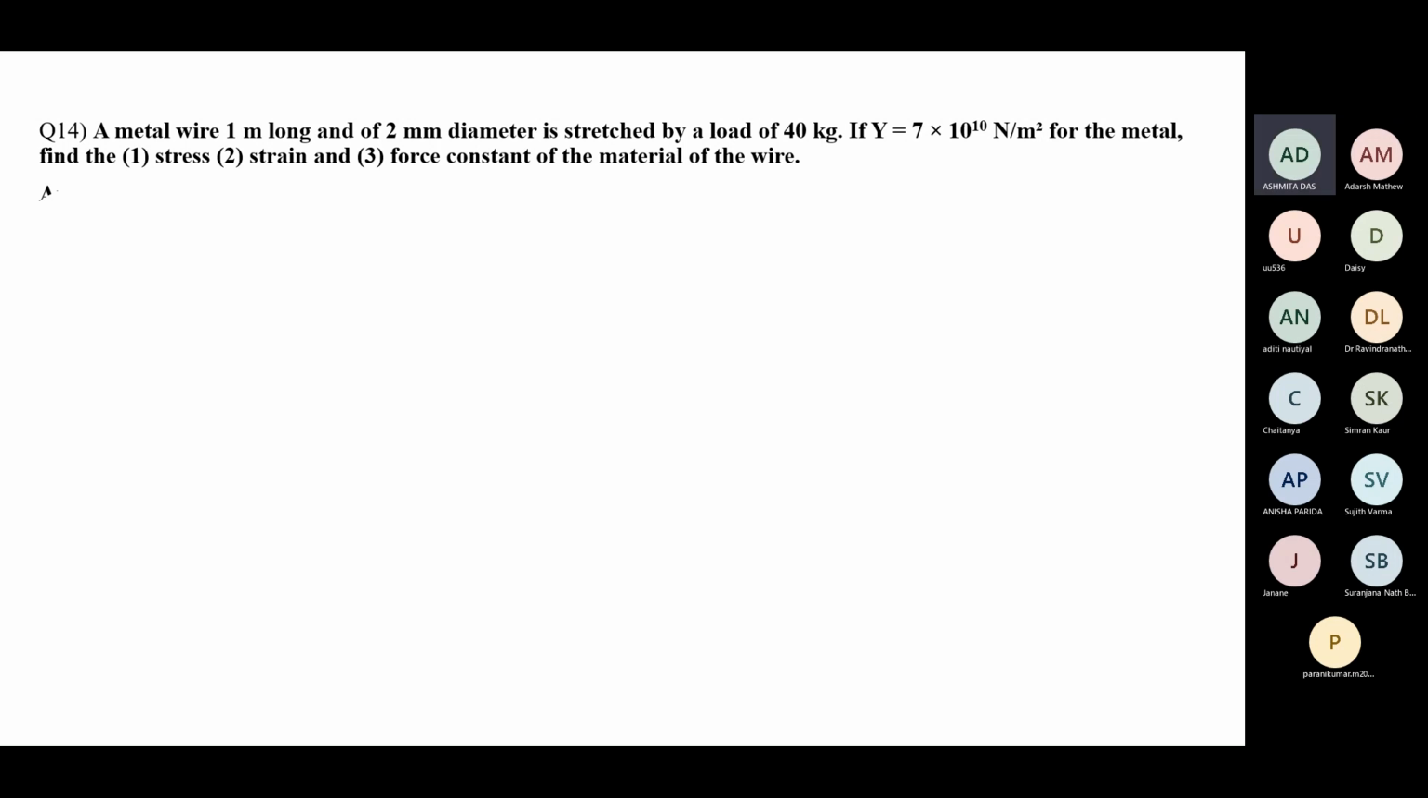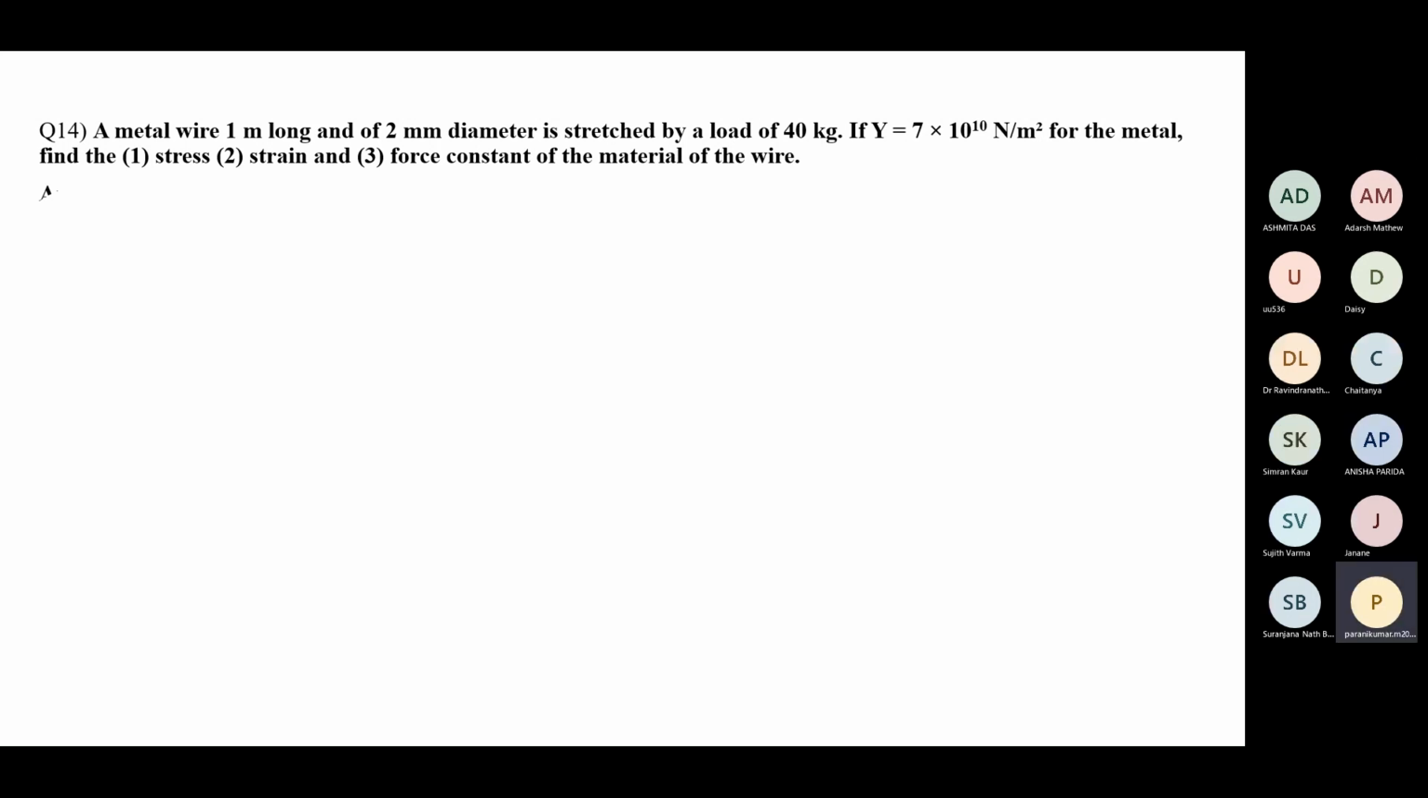Yeah, so can anyone please solve this question and tell me what is the correct answer? Stress is 124.904 megapascal and strain is 1.784 into 10 to the power minus 3, and the force constant I'm still solving. Okay, please solve it and let us know.